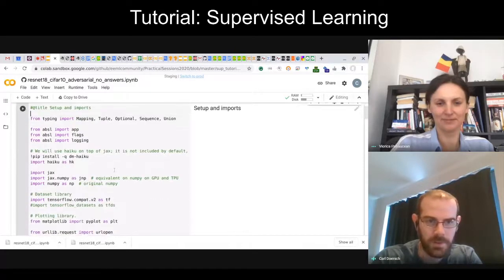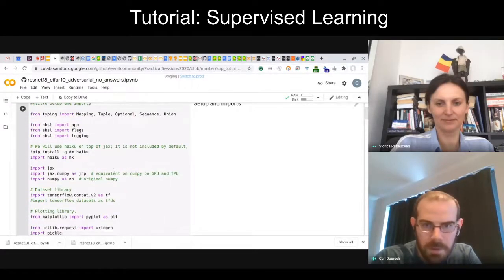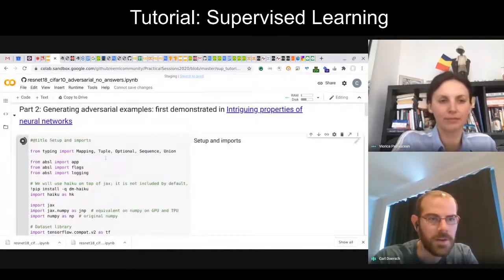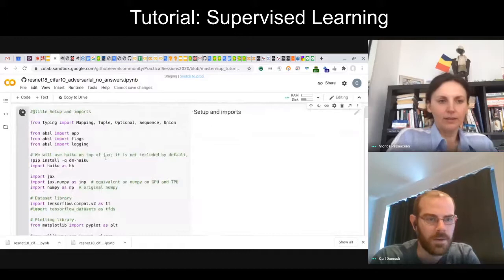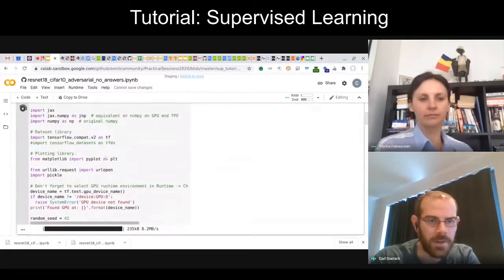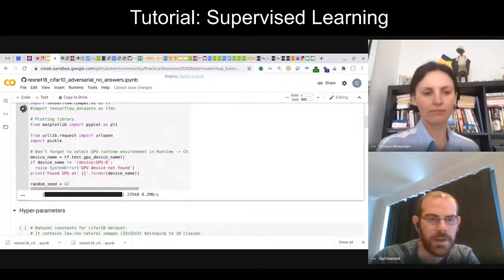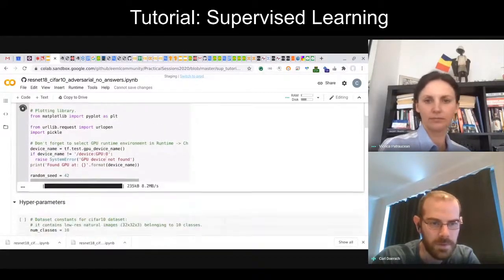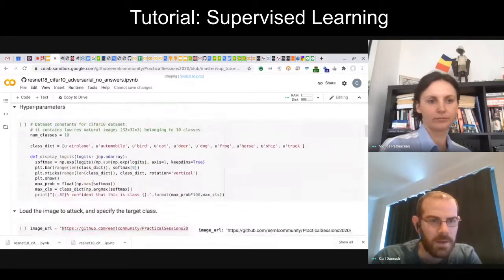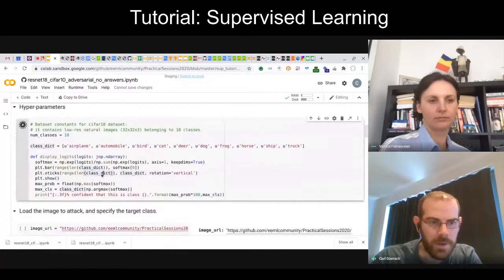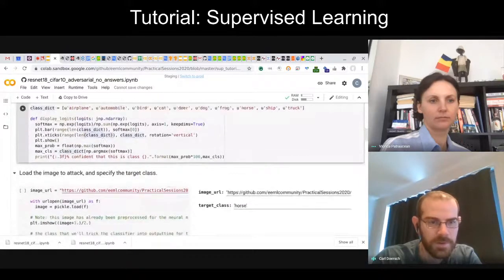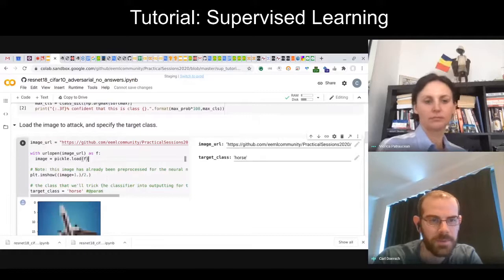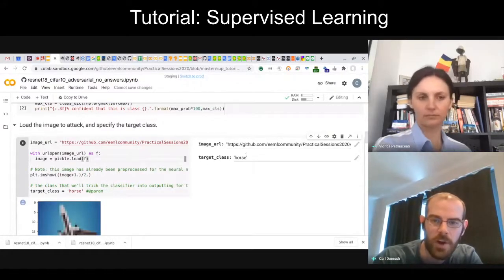So now let's take a look at how to generate one of these. First, of course, we have to do the same setup, importing all of our libraries and so forth. And now we have some hyperparameters and some utility functions. And now in this cell, we're just going to load an image and display it, and then we're going to pick a target category.